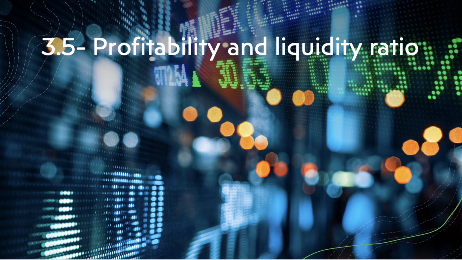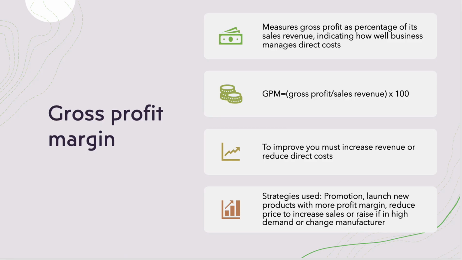In this lesson, we'll be going over lesson 3.5 and liquidity ratios. These ratios are calculated from the final accounts, so you'll have these values given to you in the case study itself. Now, the first of these profitability and liquidity ratios is gross profit margin.